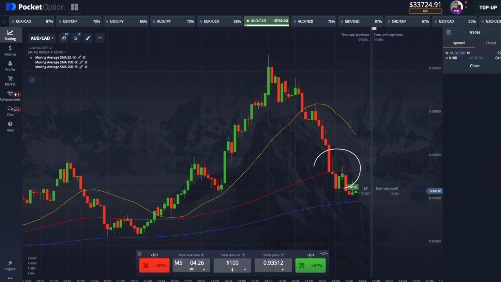On the line 100, the graph slows down and rounds up. In this case, the candle has already touched the line 200, so we place a trade for 5 minutes up and wait.